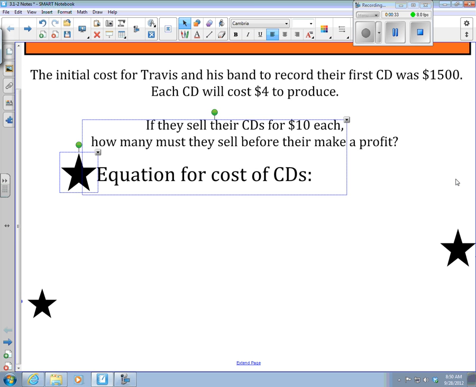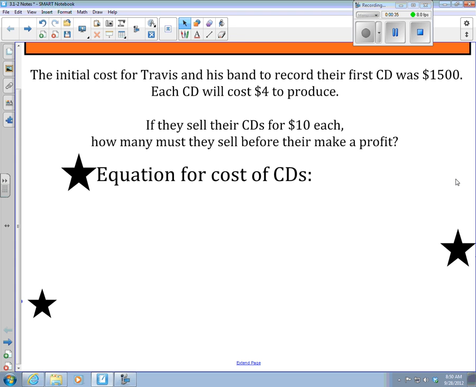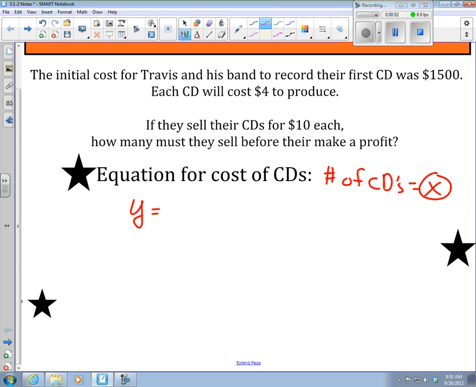So first of all, find the equation for the cost of the CDs. Let's say the number of CDs made is going to equal X. That's our variable. The equation for cost then, we'll say Y is the total cost. Each CD made is going to cost $4, so that's 4X, 4 times X. And it was an initial fee of $1,500. So the cost to make CDs is Y equals 4X plus 1,500.